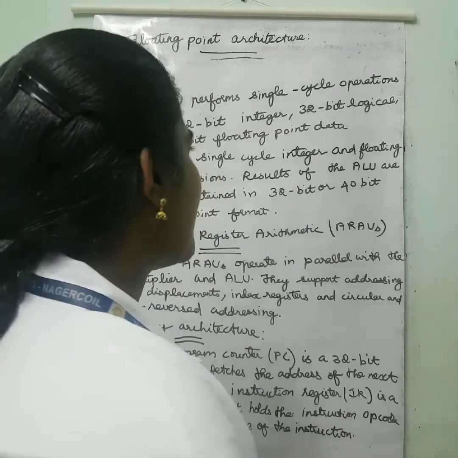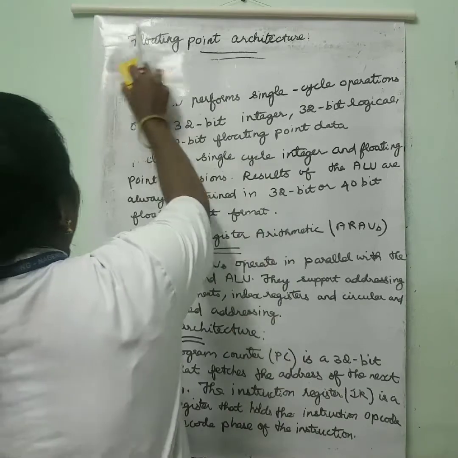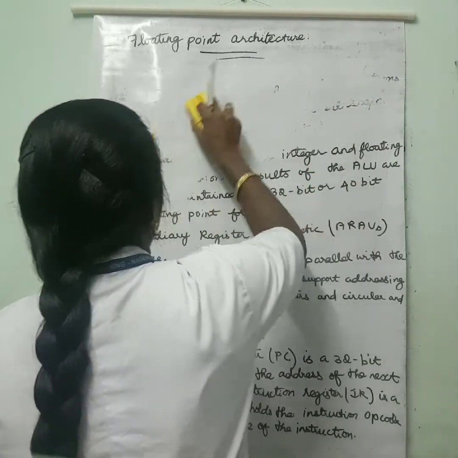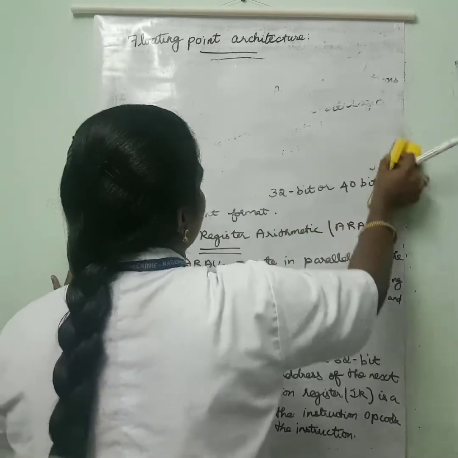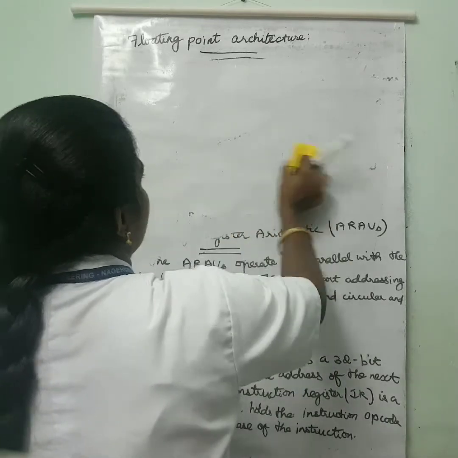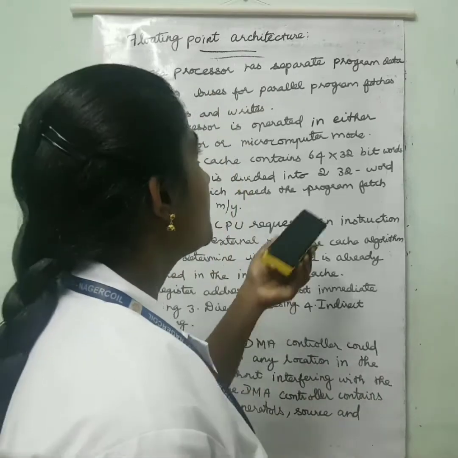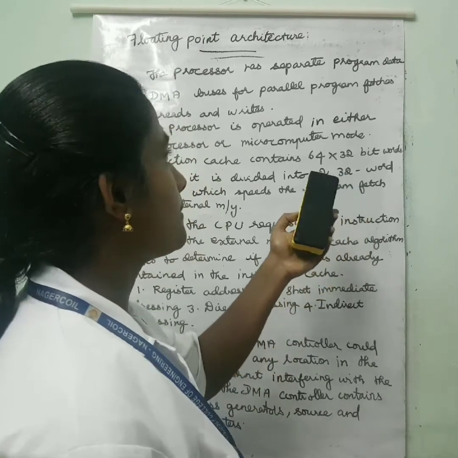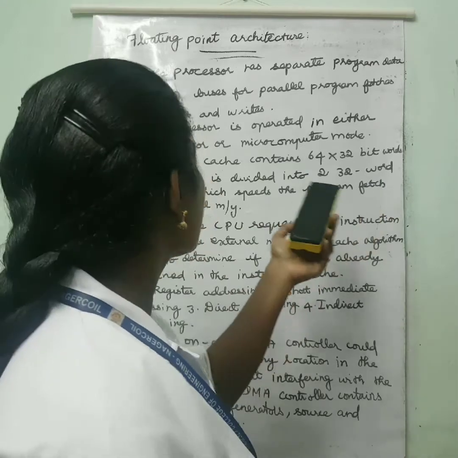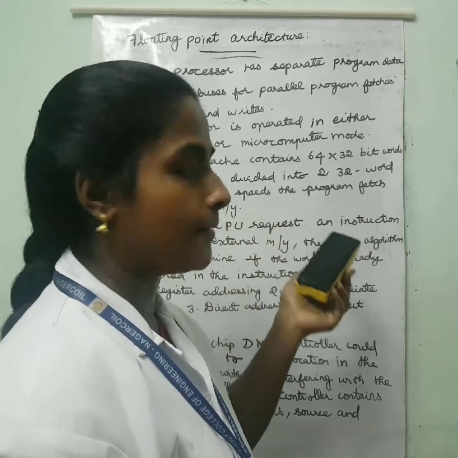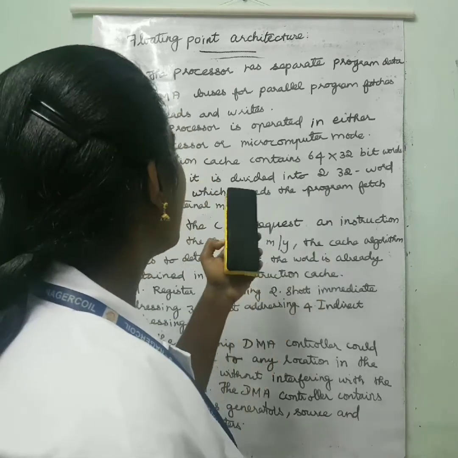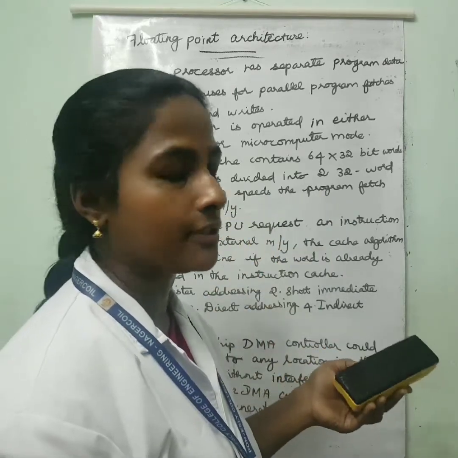It has separate memory for program and data. The processor has separate program, data and DMA buses for parallel program fetches, data reads and write operations. This processor can operate either in microprocessor mode or microcomputer mode.